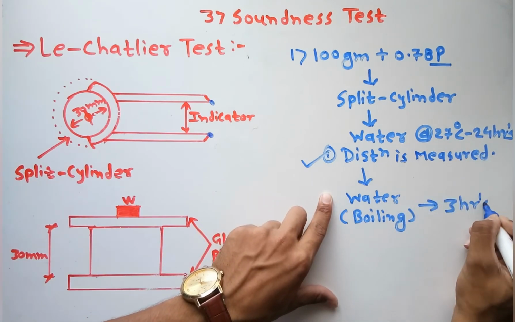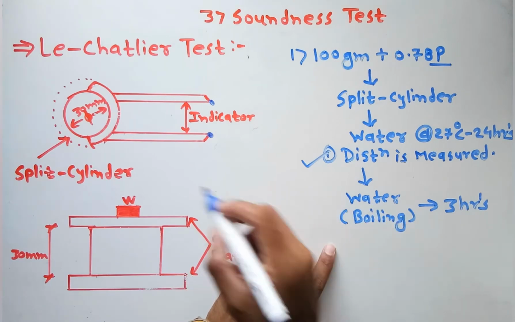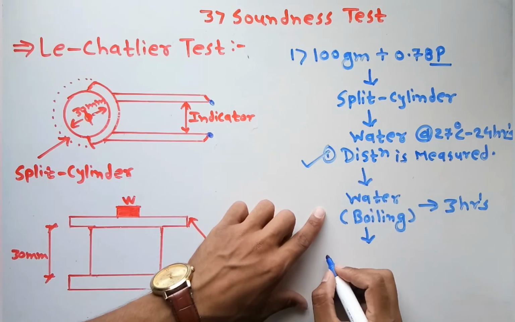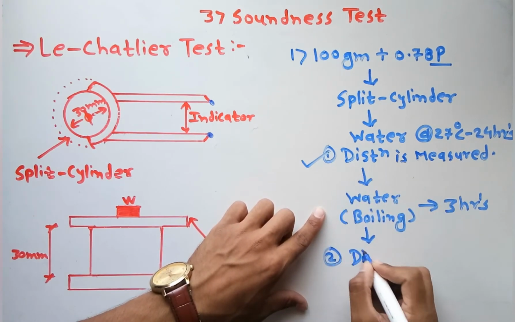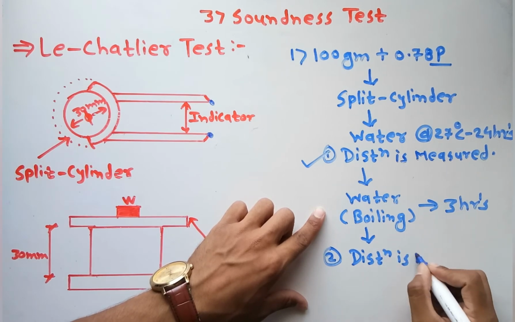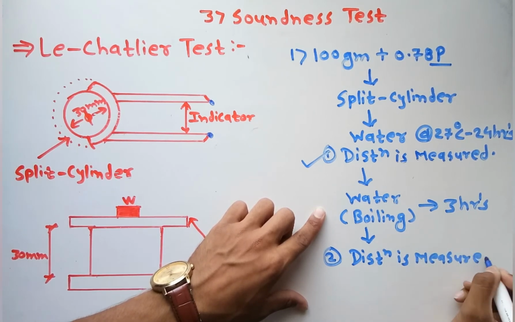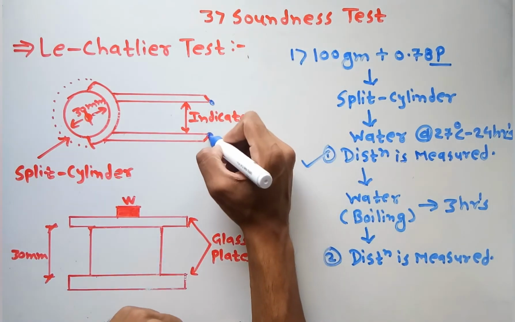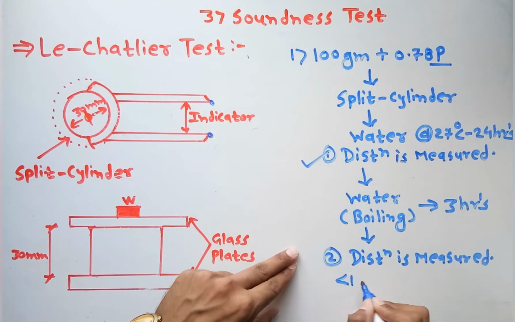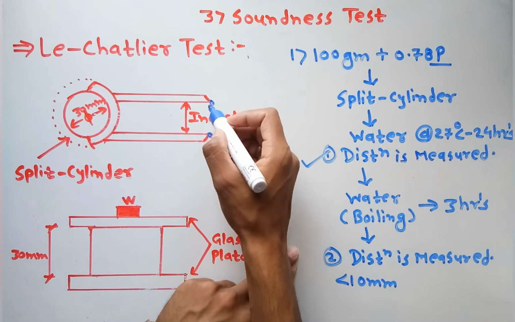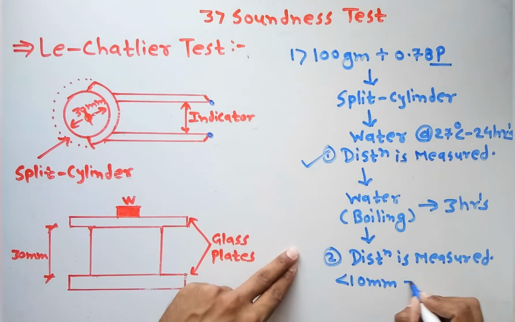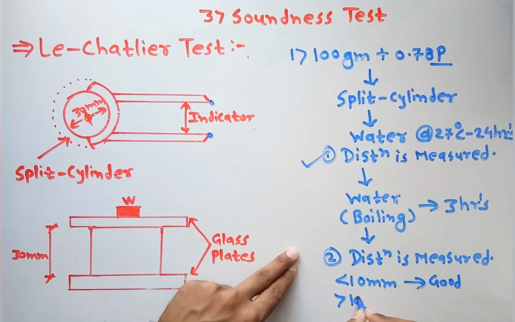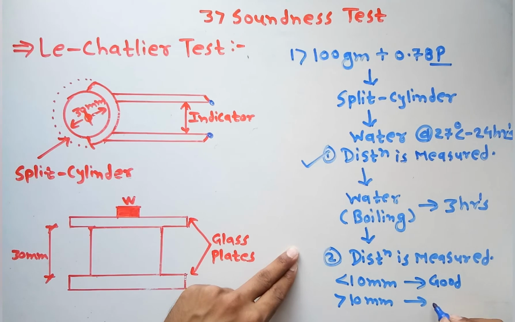Okay, and after 3 hours in the boiling water it is taken out again, and again the distance is measured. For good soundness quality, the expansion between these two tips should be less than 10 mm. So if the distance observed is less than 10 mm, it is called good soundness property or good quality, and if it exceeds 10 mm, then it is rejected.